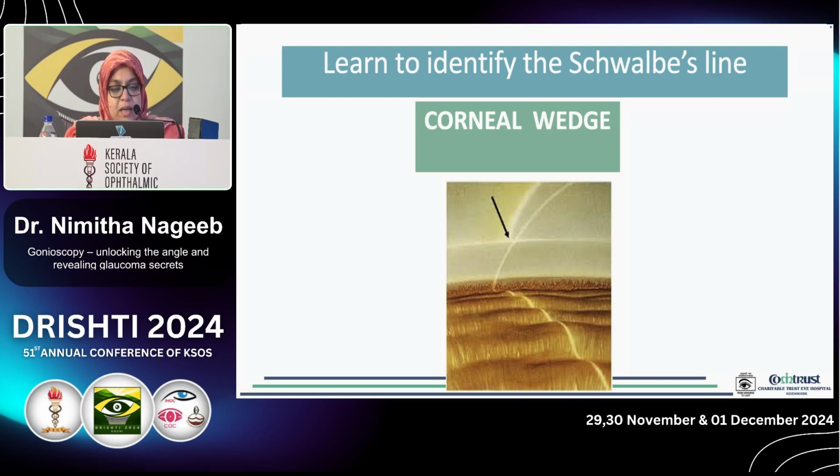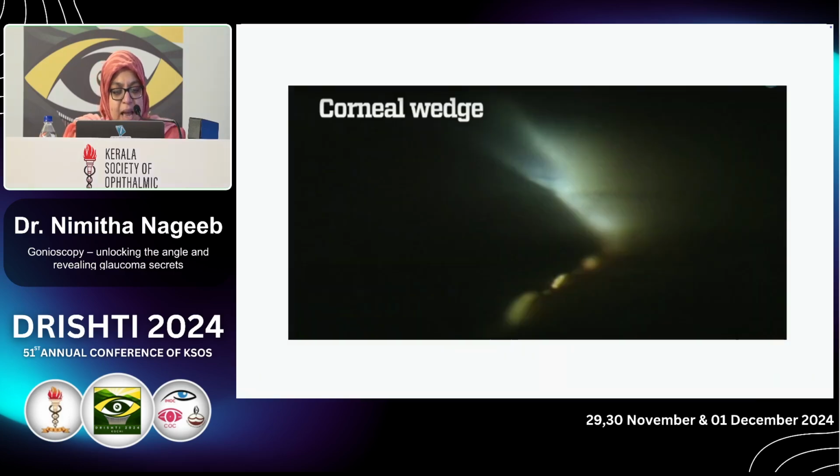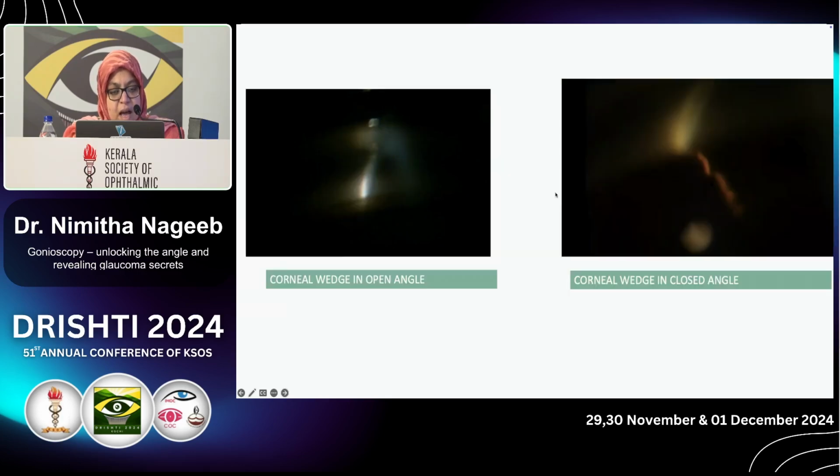The corneal wedge: basically, you hold the slit lamp such that the two arms are at a 30-degree angle, and then you make a thin slit, and there will be two other thin slits, one from the corneal endothelium and the other from the corneal epithelium, and where the lines meet, that is the Schwalbe's line. If the structures are visible beyond the Schwalbe's line, that is indicative of open angle, and if the structures are not visible, that is indicative of closed angle.